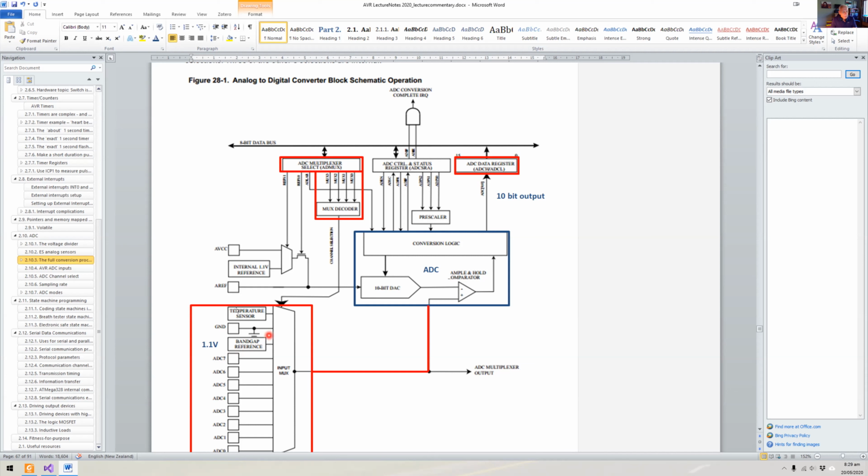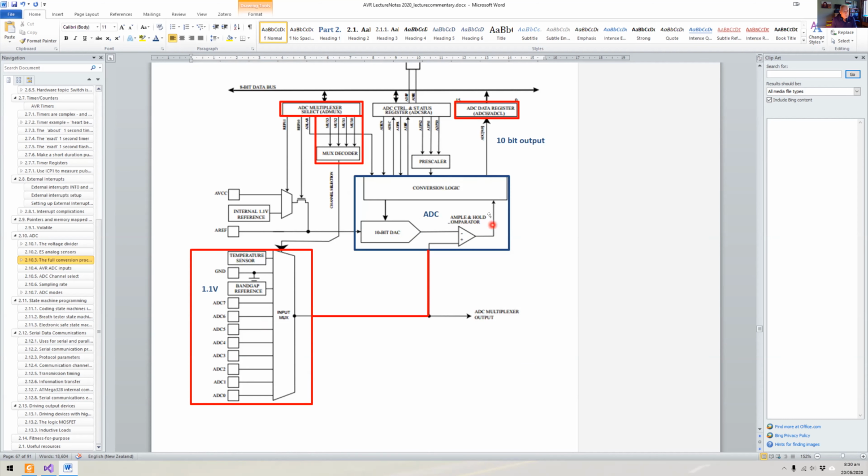But what we do have is a couple of other inputs. We can measure the 1.1 volt internal reference, called the band gap reference, and then we can measure ground, which is really interesting. You could think that the ground input might be slightly different in voltage to what our other system is connected to. And then we've got an internal temperature sensor that we can measure. Once we've done the conversion, the 10-bit output is fed into these 2 registers, ADCH and ADCL, and together they make up ADCW, the word register.